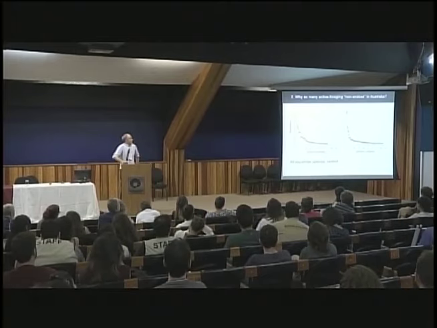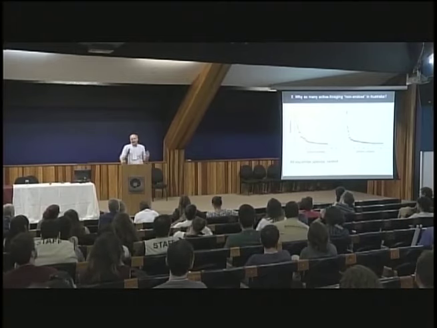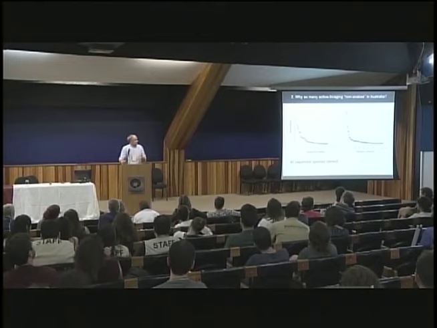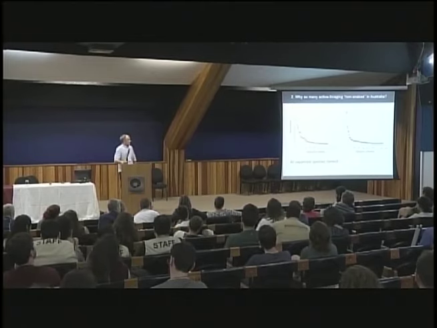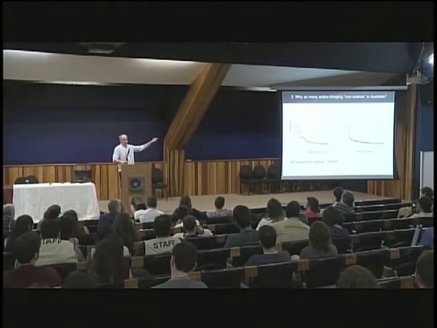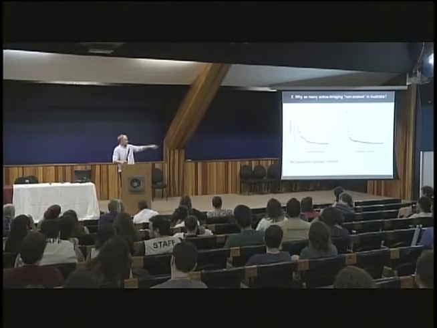Second, why are there so many actively foraging non-snakes in Australia? Now you're looking again at the overall species richness distributions for Australia on the left and the Amazon on the right.